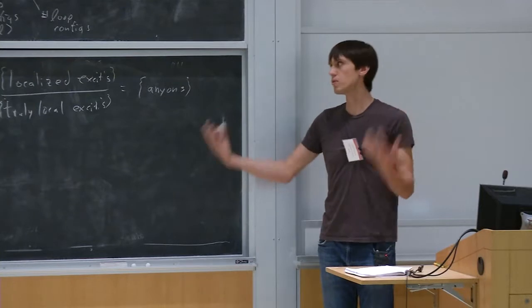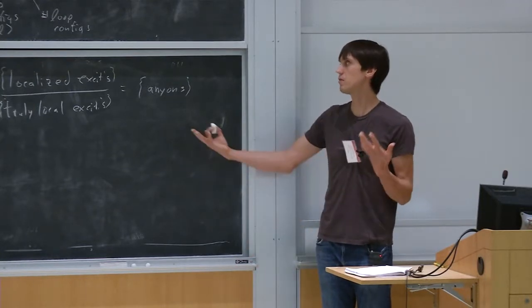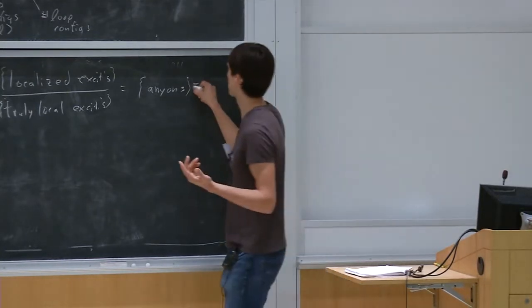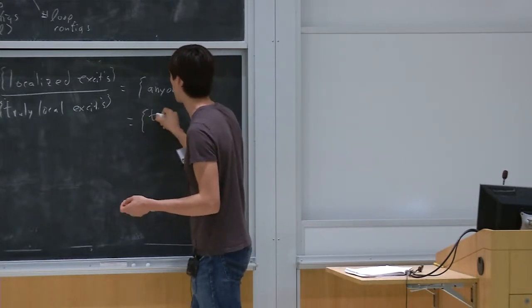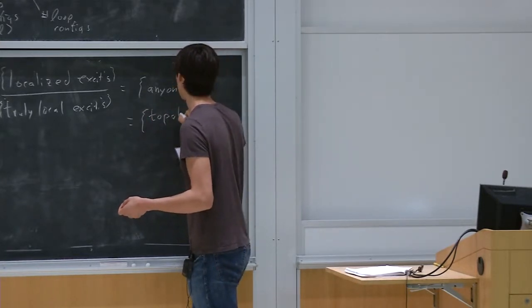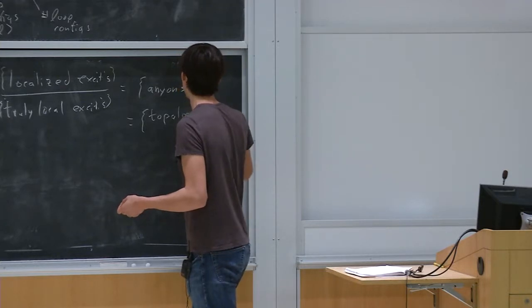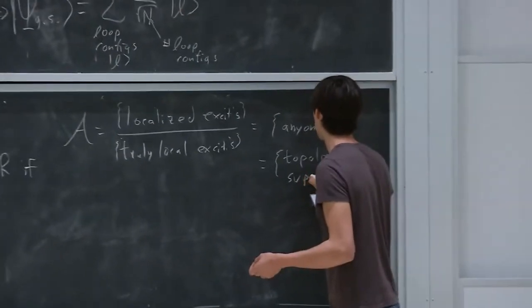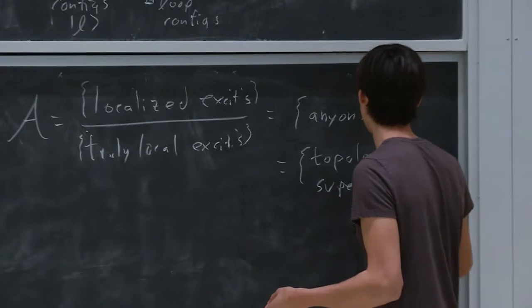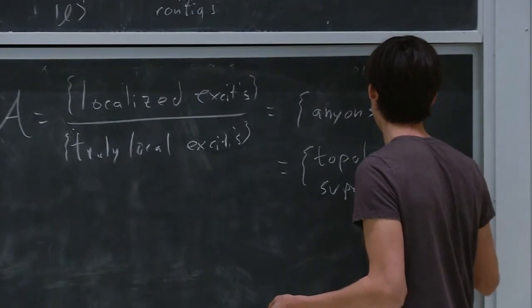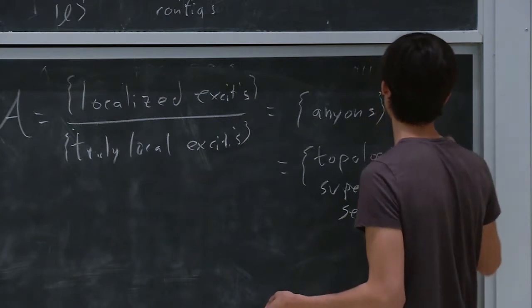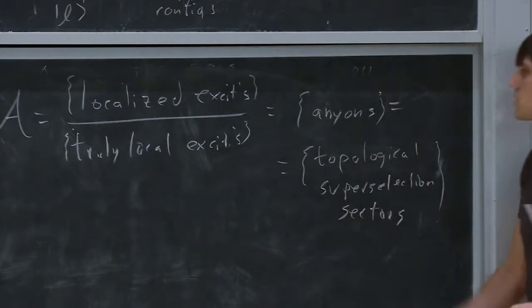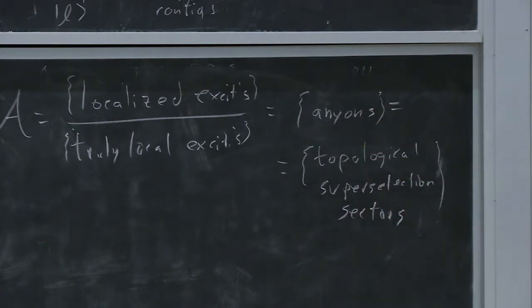If I have two different gapped phases, and they have, well, this is also just because there are different terminologies for it, people also call this a set of topological superselection sectors. It's just terminology for what this is.